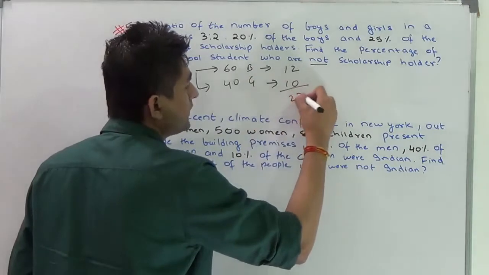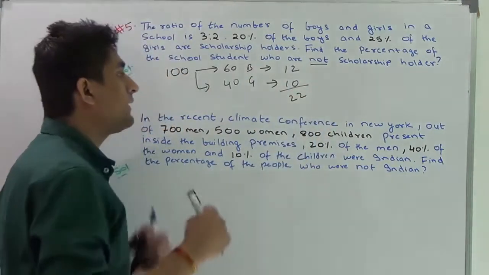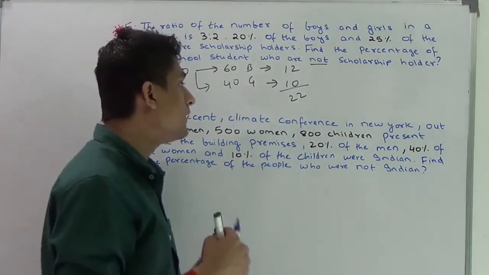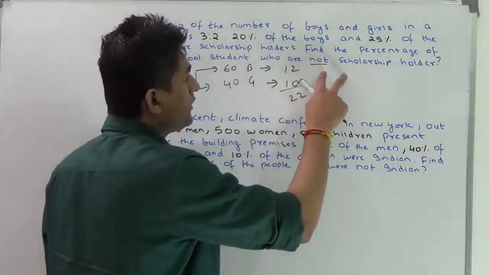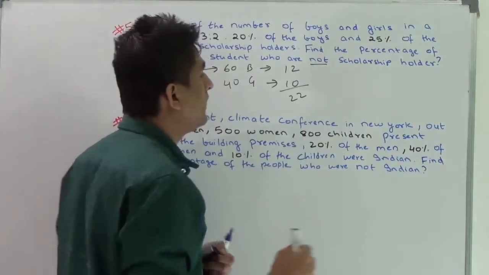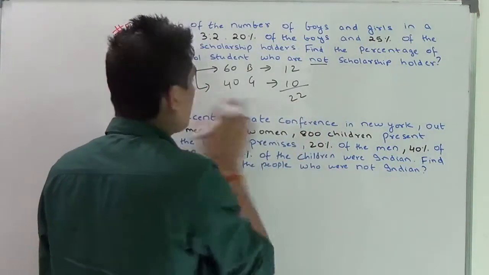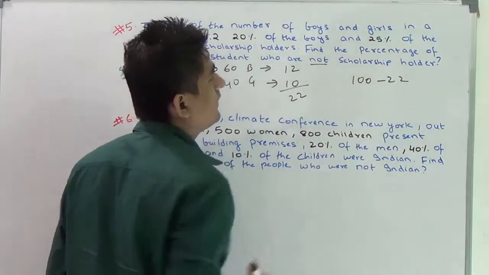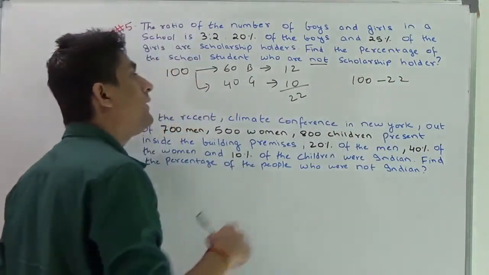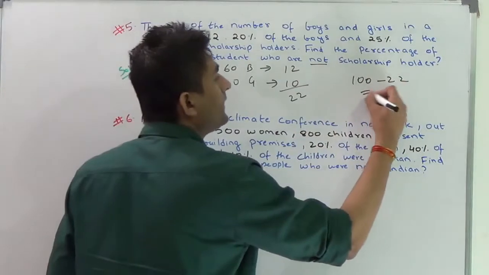If I add this up, it will come out to be 22. So I can say the total number of students who are scholarship holders is 22. But we have to calculate the percentage of the students who are not scholarship holders. So I have to subtract this from 100, so I'll get 78.